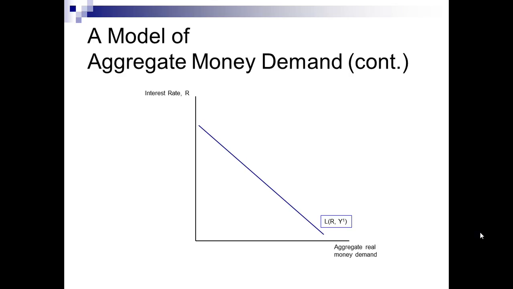Now let's see what happens when there's a change in national income. We said earlier, if there's an increase in national income, this means that there are more goods and services to be bought and sold in the market. Therefore, there's going to be an increased demand for liquidity. So at every interest rate, we should see an increased quantity demanded.